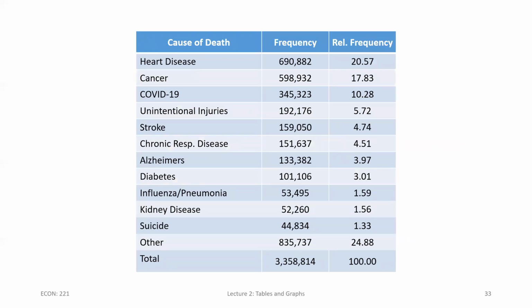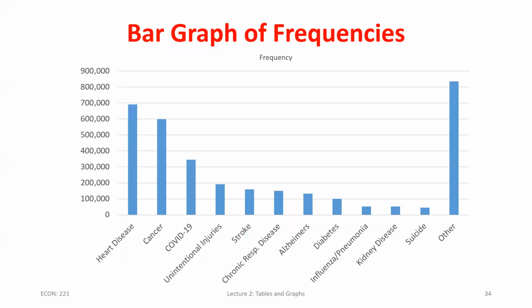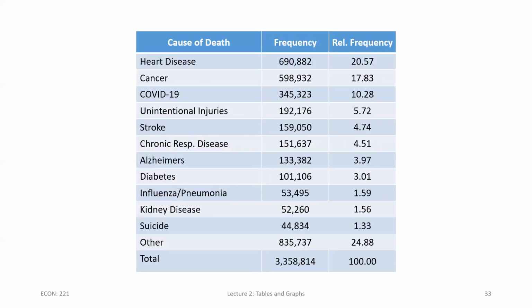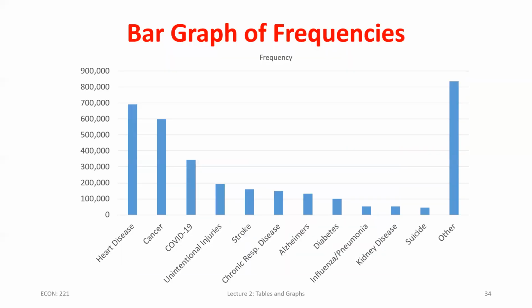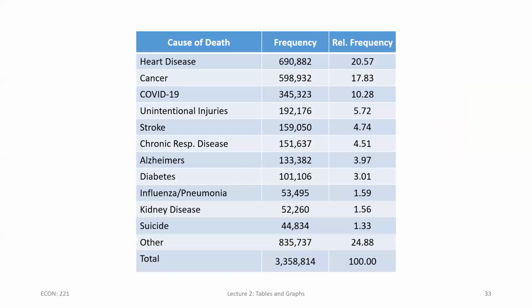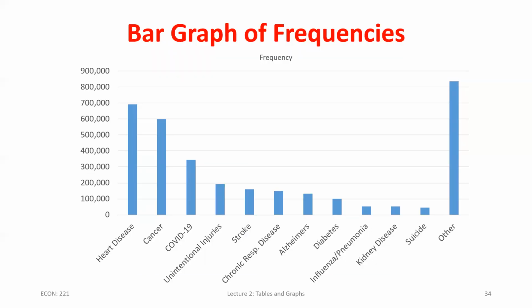So let's say I had that 2021 death data. I have my frequency and my percent relative frequency, so I turn these into percentages. I could graph them as a bar graph. For each cause of death, I'm going to put a category on the x-axis. I'll write heart disease, and then I'll draw a bar up to whatever the frequency was. So I'll draw a bar that goes up to 690,000.